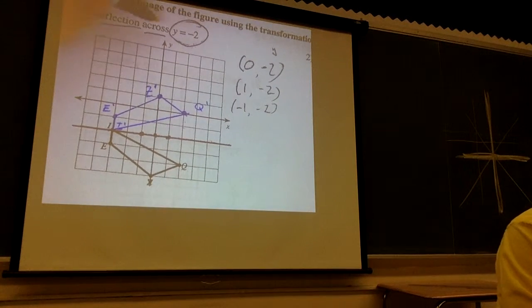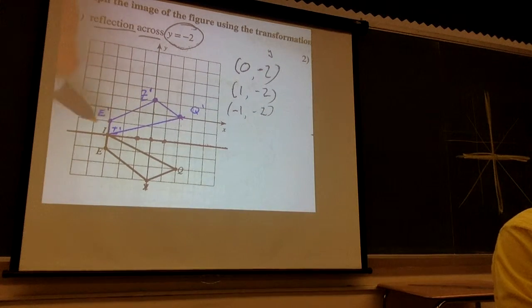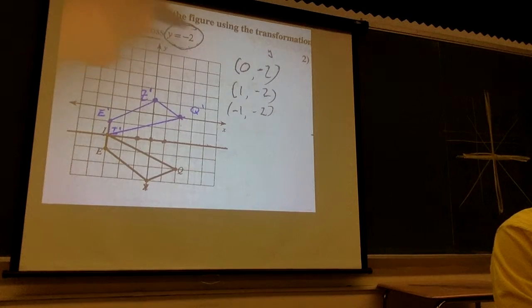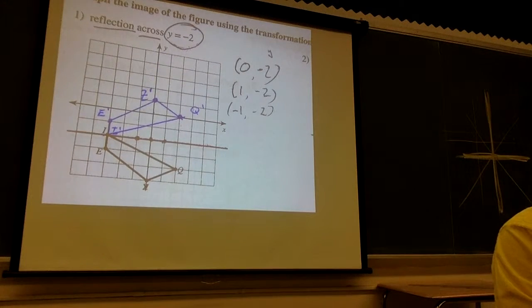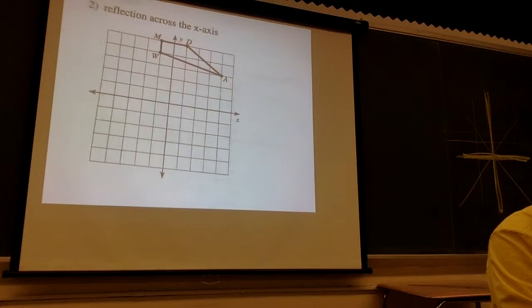Notice how I paid attention to the line that I was reflecting across. I didn't just reflect it across the y-axis or the x-axis. You need to make sure that you find the line of symmetry, the line you're reflecting across, draw that in, and then reflect it over your line. Let's take a look at number 2.